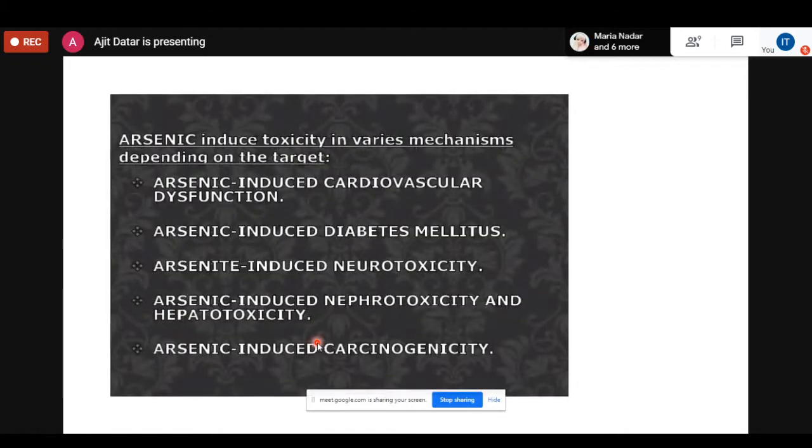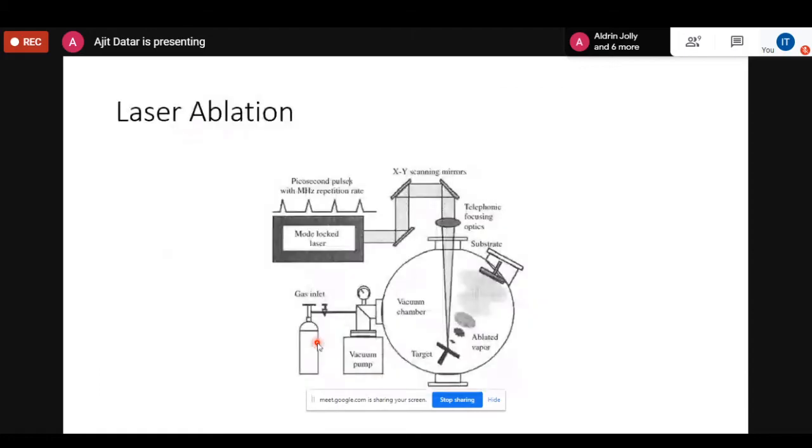So it has a lot of effects because of that. Arsenic induced cardiovascular dysfunction, arsenic induced diabetes, arsenic induced neurotoxicity, arsenic induced nephrotoxicity, arsenic induced carcinogenicity. So there are lots of problems which can be created by arsenic.